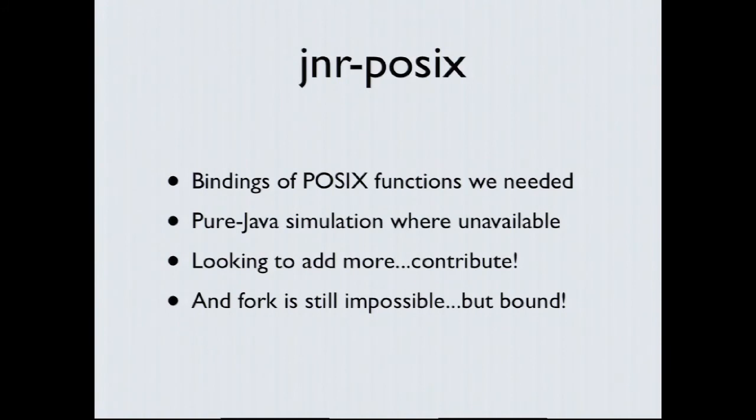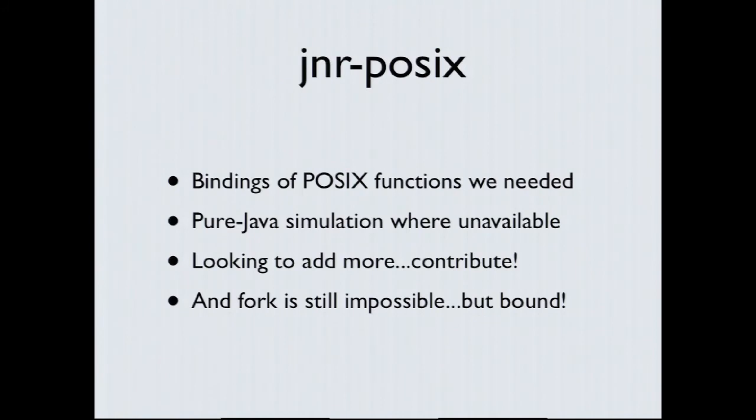We do actually have in here a pure Java simulation where we can't do the native versions. So in some cases, we might try to shell out. We might use Java 7 APIs when they're available. We try to do the best job we can to at least have a reasonable fallback when the native stuff can't be loaded. Again, if this was just built into the JVM, we probably wouldn't have to worry about it as much. We're looking to add more.